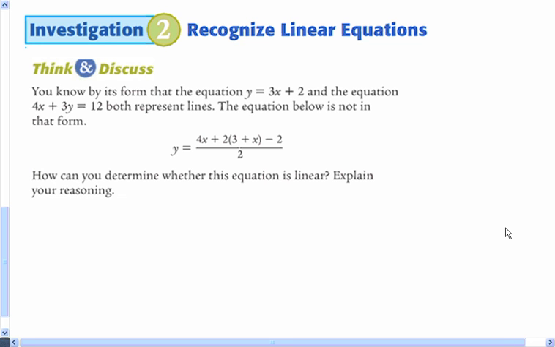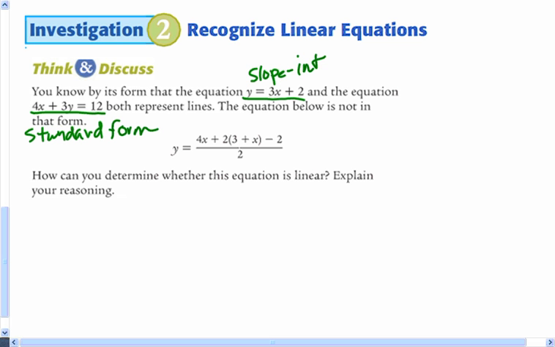All right, this is lesson 212, recognizing linear equations. So a couple forms that we've seen that we know are linear are this form, which is the slope-intercept form, and this form, which is standard form. We know that equations written in those forms are linear because we've seen it.